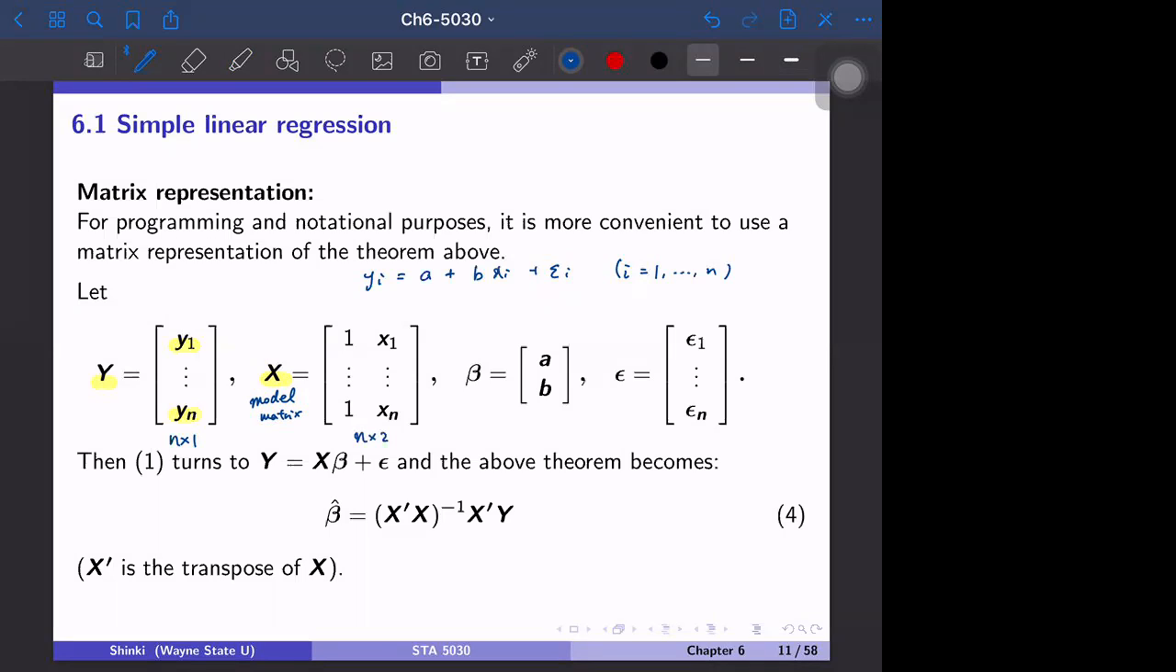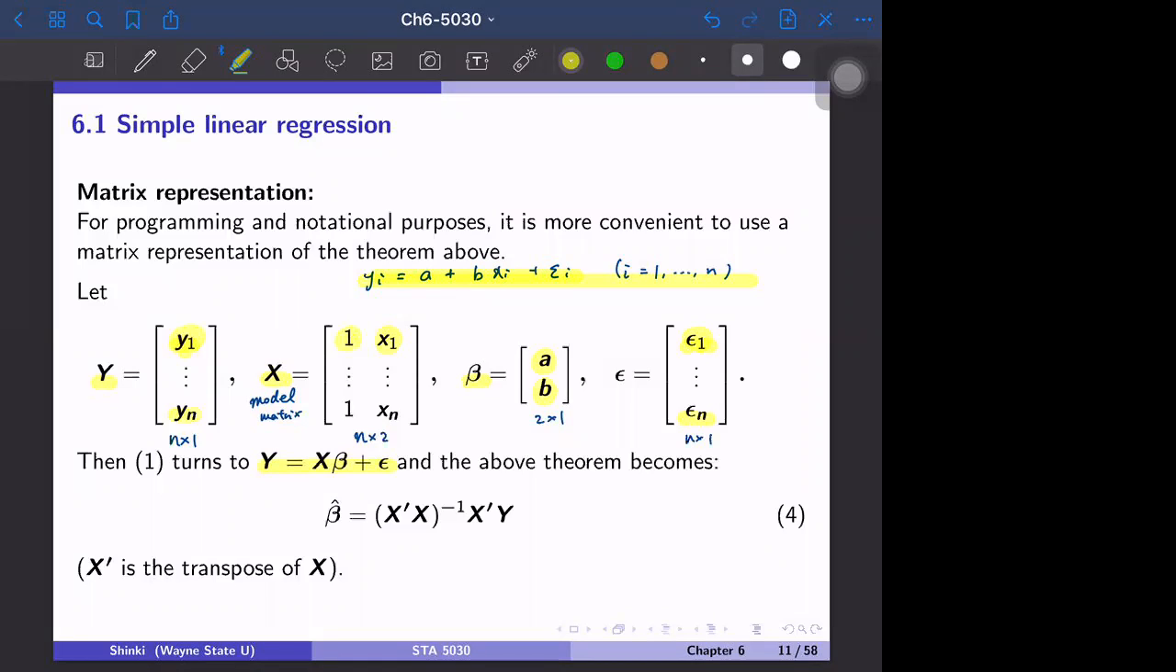Then we prepare the vector beta. This is a vector of a and b, so 2 by 1. Then epsilon is epsilon 1 to epsilon n, so this is again n by 1. Then we can express the original n equations as just one equation: y is equal to x beta plus epsilon. This is because, for example, y1 is equal to 1 times a plus x1 times b plus epsilon 1. That is exactly this equation.